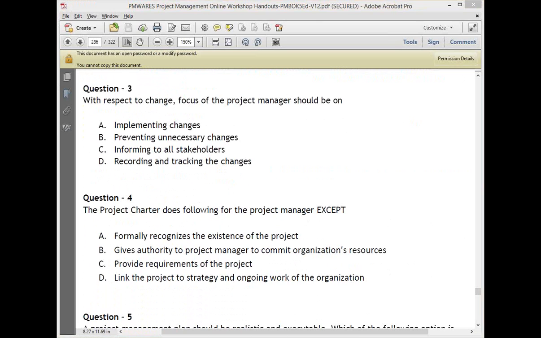The charter is the only document. There is no other document which can connect the project with the organization strategy, because objectives are coming from the organization strategy. And if you see C is clear, the project charter is not the requirements document. Correct. It does have the requirements, but at a very high level. It doesn't provide requirements, it just says overall what we need, not the requirements as such. So even if I say D is also right, C is also right, I still prefer C over D.